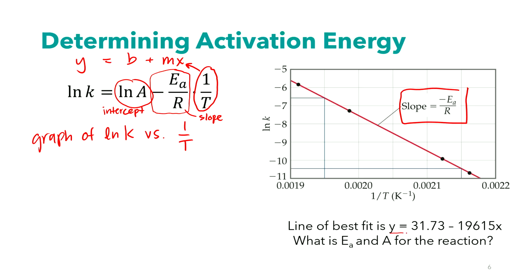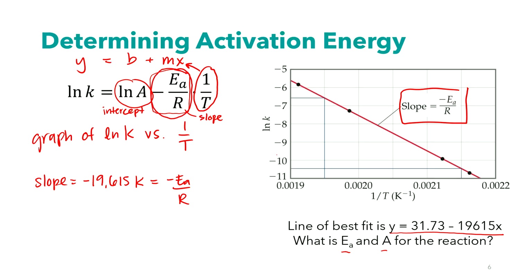So if you were given this equation, you say, hey, that straight line, I fit it, and I know that's equal to 31.73 minus 19,615x. I could now ask you for these variables. Okay? So the slope, we'll pull that first, equals negative 19,615. If you look at the units, it's going to wind up being Kelvin, and that equals negative EA over R, right? I'm just pulling it straight from that equation.